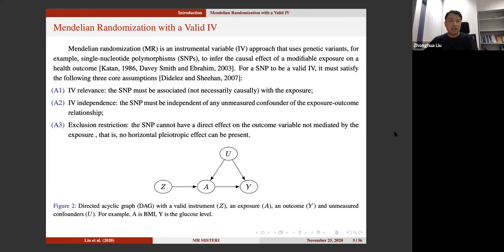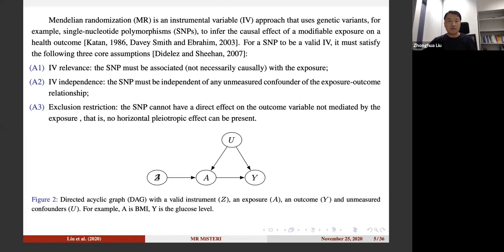Figure 2 shows you a so-called DAG, a directed acyclic graph. This DAG encodes the 3 assumptions. As you can see here, Z is the IV, A is the exposure, Y is the outcome, and U represents the unmeasured confounder. Z has no direct effect on Y, so there's no arrow from Z to Y, and that means the exclusion restriction assumption holds. There's no arrow from U to Z, that means the IV independence assumption holds. There's an arrow from Z to A, that means the IV relevance assumption holds. So this DAG encodes the 3 core assumptions.